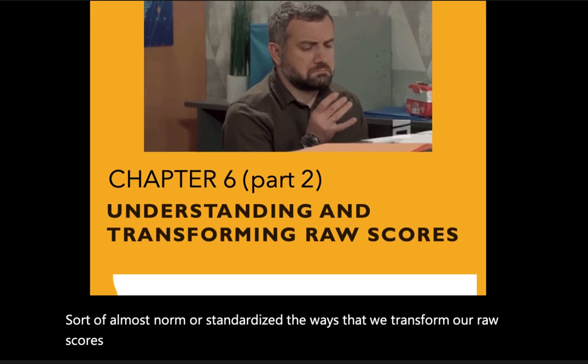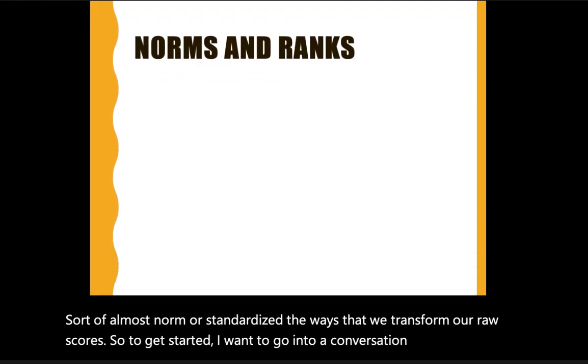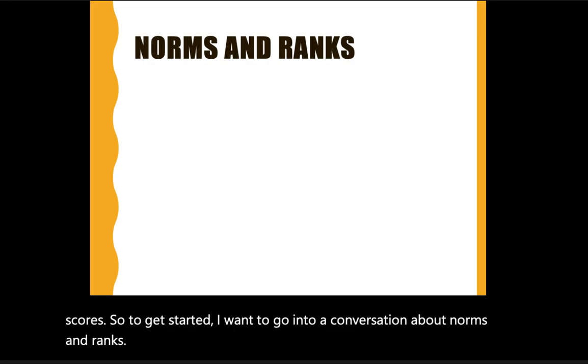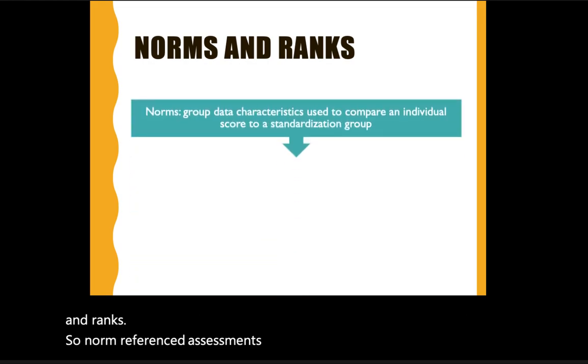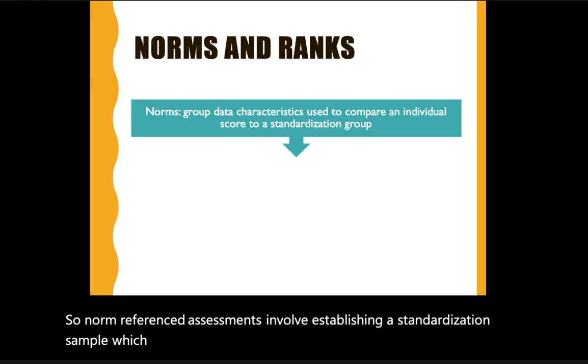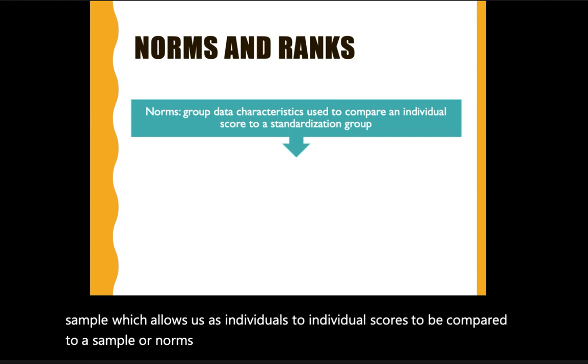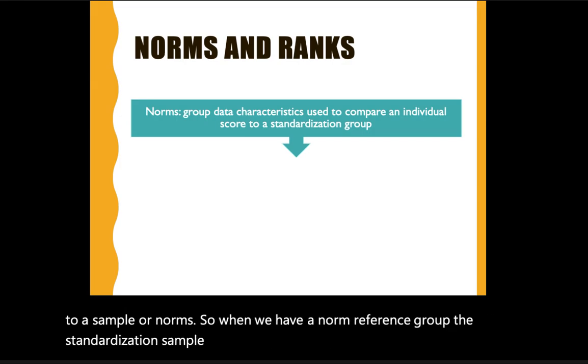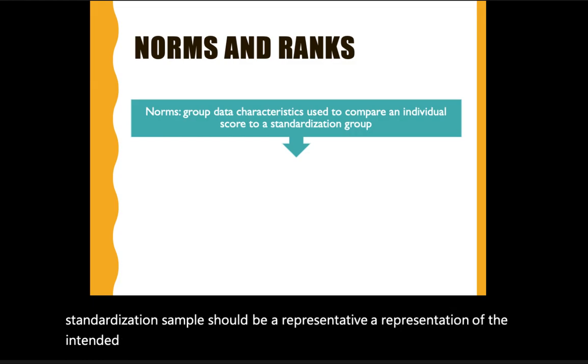So to get started, I want to go into a conversation about norms and ranks. So norm referenced assessments involve establishing a standardization sample, which allows us as individual scores to be compared to a sample or norms. So when we have a norm reference group, the standardization sample should be a representation of the intended population. Or if it's not, we're going to have inaccurate comparisons for an individual's scores.